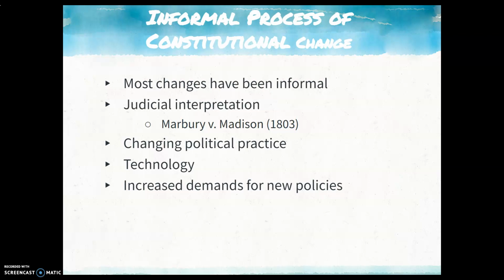A 2-term president, that was something that George Washington instituted in an informal manner, but was later obviously added as a constitutional amendment, but that at the time was an informal constitutional change. Political practices, the fact that we have a 2-party system that is solidly entrenched in this country, that is not mentioned in the Constitution, but that has become the way we work.